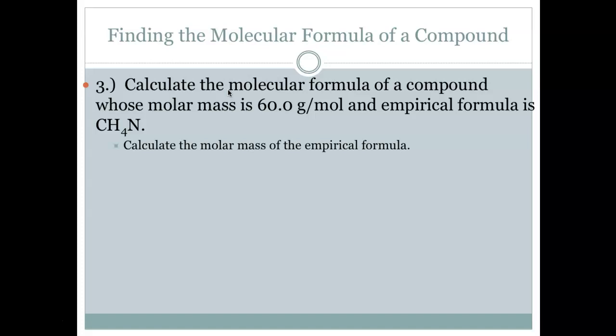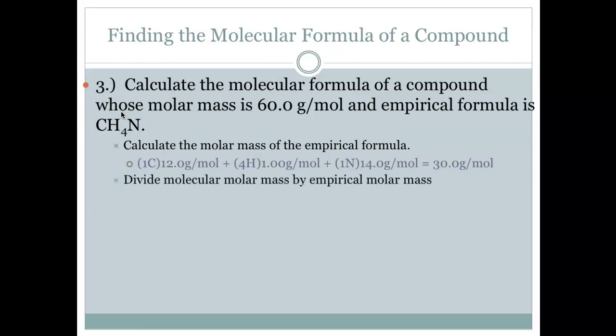So first we're going to calculate the molar mass of the empirical formula, which you're given in the problem. So I find that if I add up the molar masses of 1 carbon, 4 hydrogens, and 1 nitrogen, I get a molar mass of 30 grams per mole. Recall that the molecular formula must be some multiple of the empirical formula. So if we know that the empirical formula weighs 30 grams, we need to figure out what multiple of 30 gives us 60. You could probably do this in your head, but just in case it's a more complex problem, we'll go through the steps here.